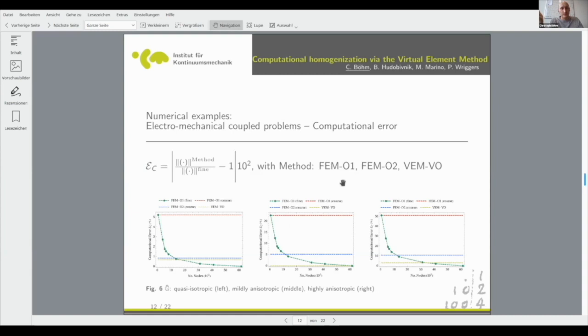FEM01 is the linear tetrahedron, so finite elements on linear tetrahedrons. FEM02 is then finite elements on tetrahedrons with 10 nodes and quadratic shape functions. And VEM09 is this VEM-VO. Is the virtual element computation, so the low order ansatz for the 100 elements we have in our RVE. And what you can see here in the figure is then basically the finite element solution, this downgoing curve.